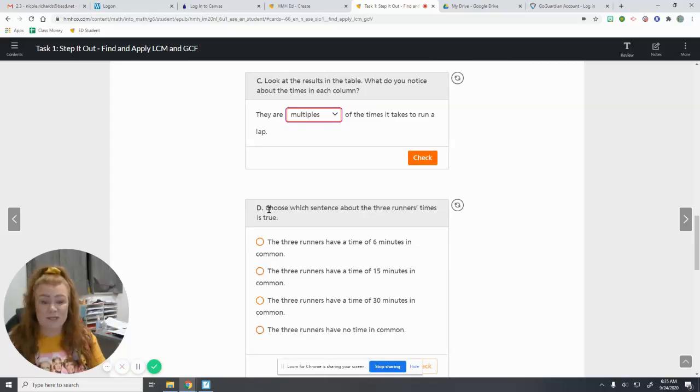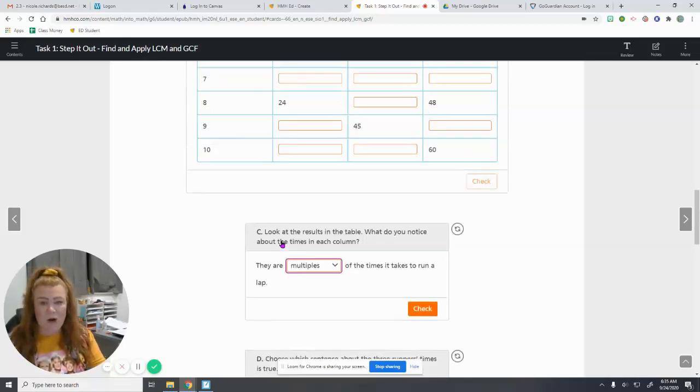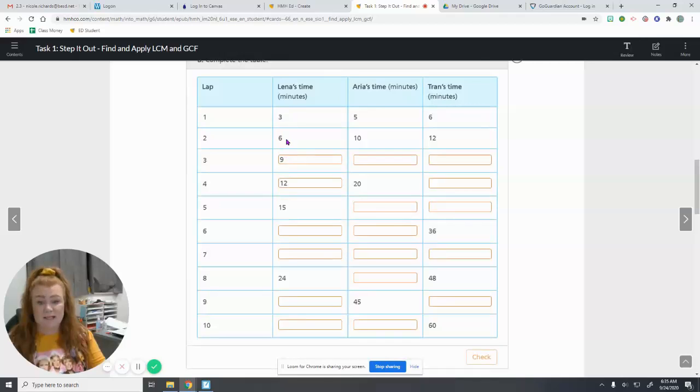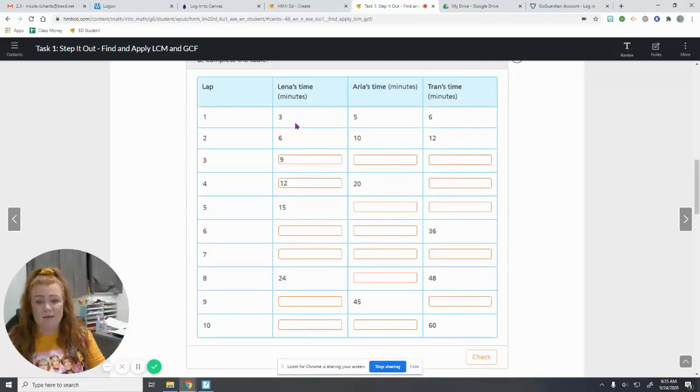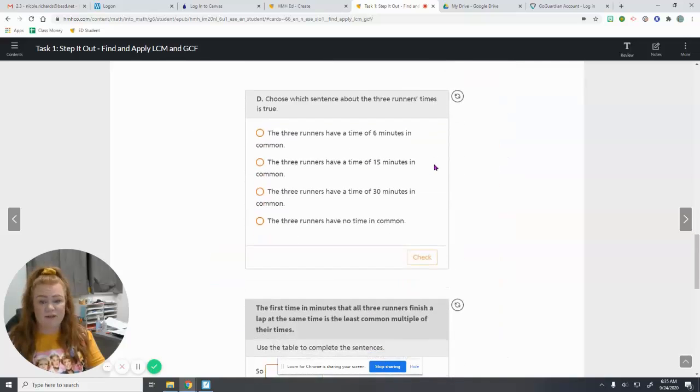So now we're going to choose a sentence about the 3 runners' times that is true. The 3 runners have a time of 6 minutes in common. This one has a 6, but I know when I count by 5, I don't say 6, so I know the first one's not true. The 3 runners have a time of 15 minutes in common. 3, 6, 9, 12, 15, yes. 5, 10, 15, yes. 6, 12, 18. Nope, that one's not true.